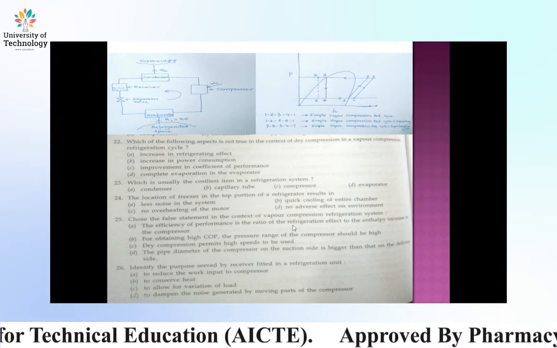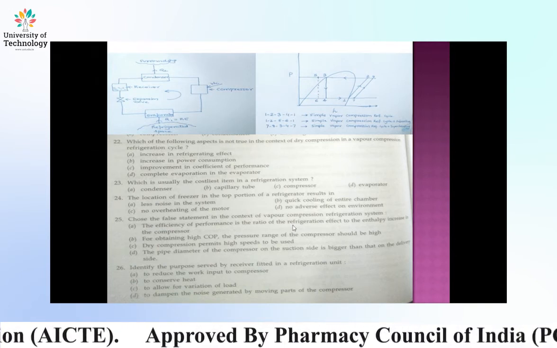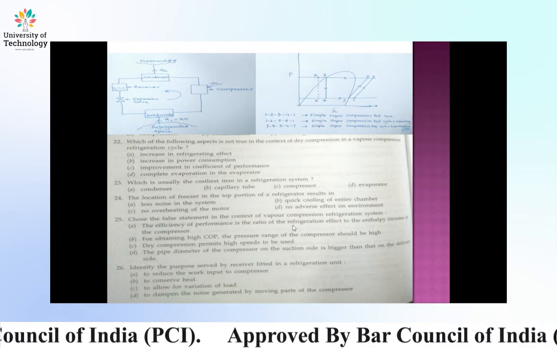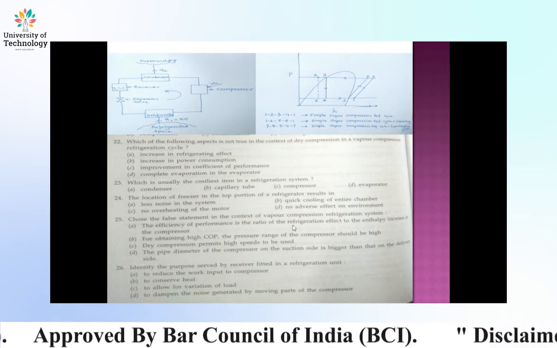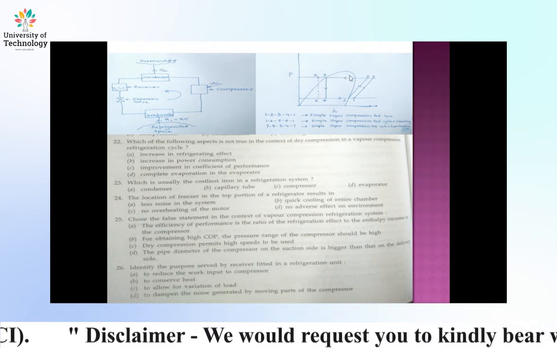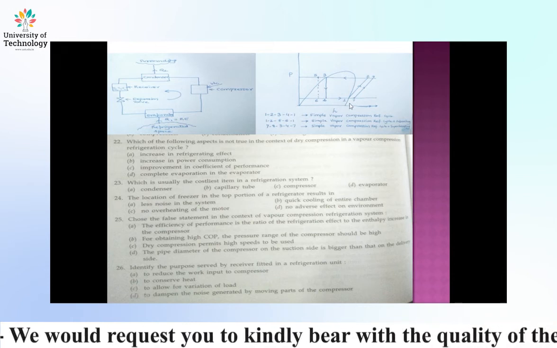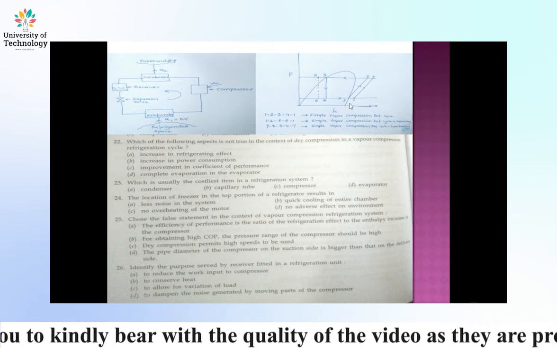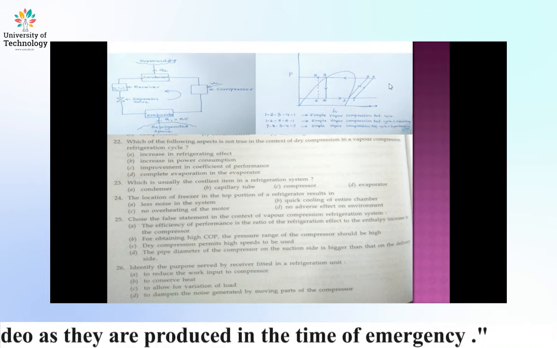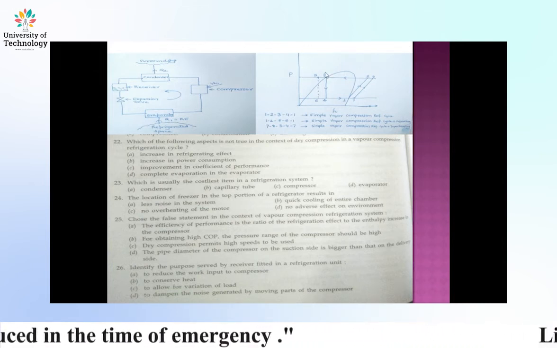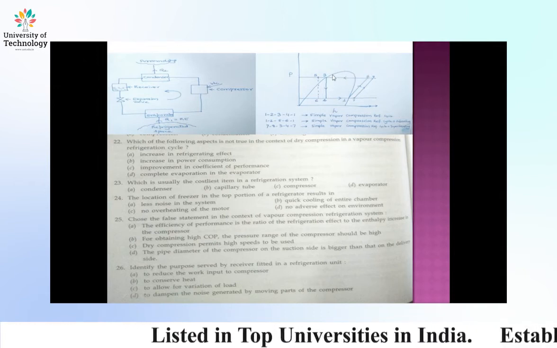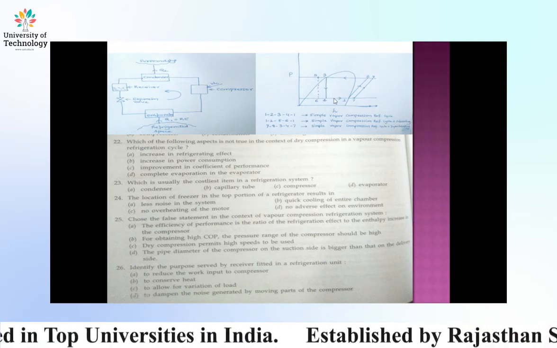For obtaining high COP, the pressure range of the compressor should be high. Look at this. If we increase the condenser pressure or decrease the evaporator pressure, the pressure ratio is high. Look at this diagram. If we increase the condenser pressure for the same condition, 3 reaches this point 3 dash and 4 reaches 4 dash. So this refrigerating effect, this change in enthalpy, reduces.